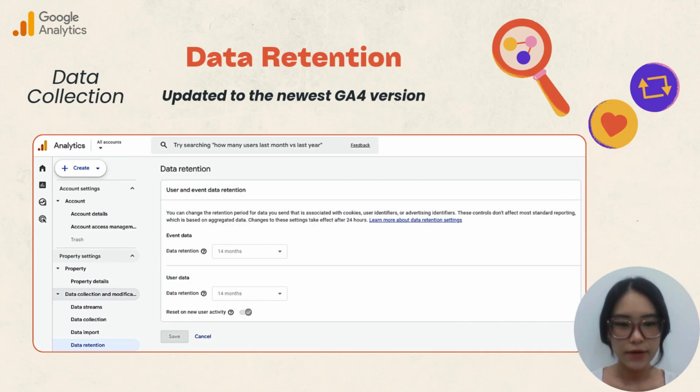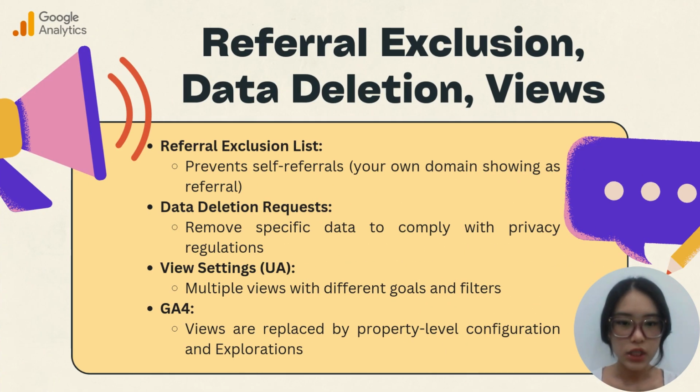This slide shows property details in GA4, including property name, time zone, and currency settings. Here we see the data retention configuration in GA4. This determines how long analytics keeps event and user data before automatic deletion. Referral exclusion list prevents self-referrals where your own domain would appear as referral source. Data deletion request allows the removal of specific data to comply with privacy regulations.